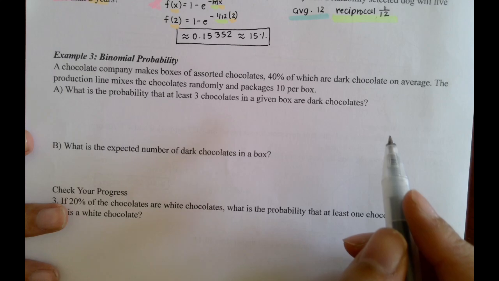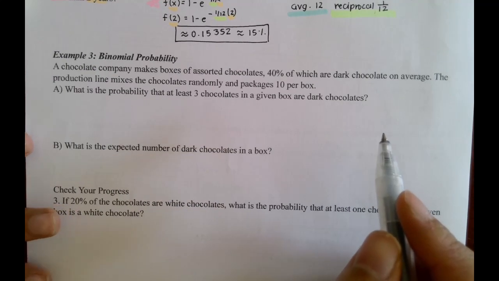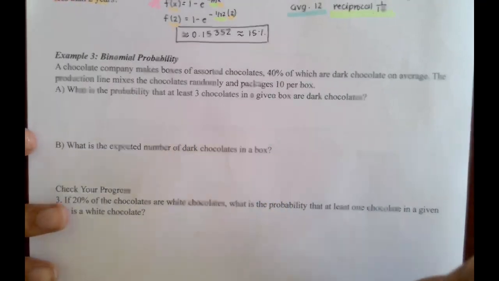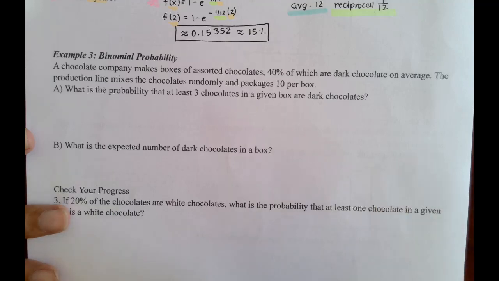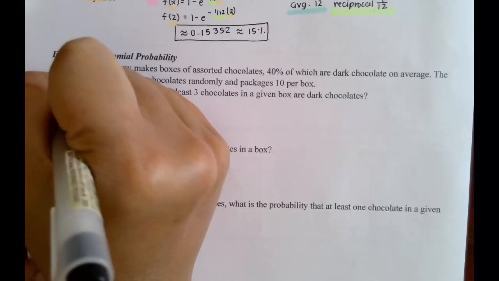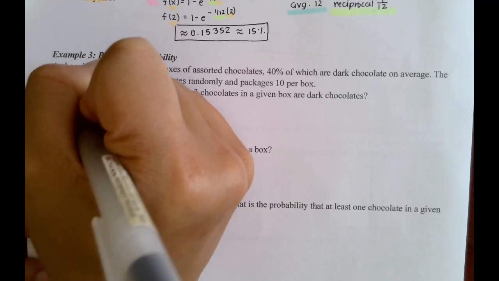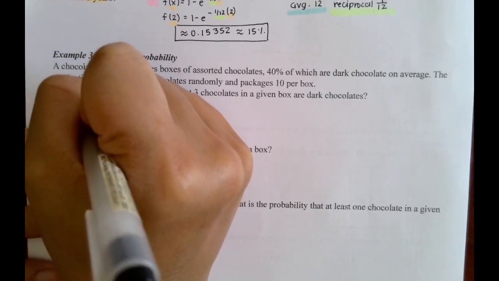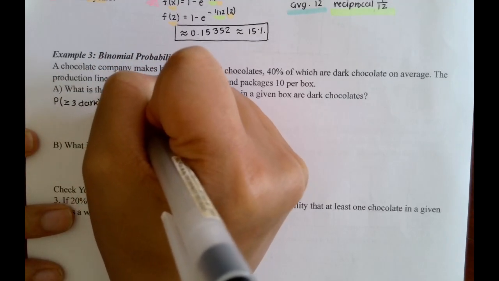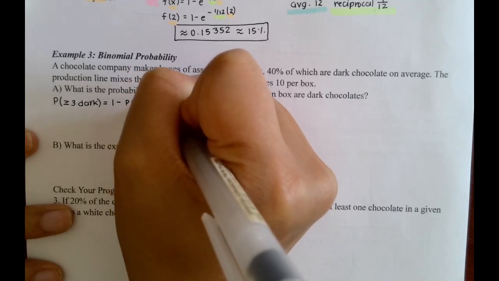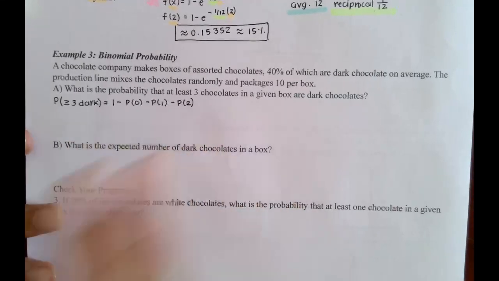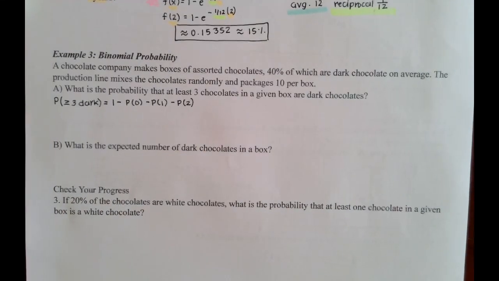Here, instead of doing the probability of 3, 4, 5, 6, 7, 8, 9, 10, we can just take out the probability of what we don't want. So the probability of at least 3 dark chocolates is going to be 100% minus the probability of having 0, minus the probability of having 1, and minus the probability of 2. The reason we're doing it this way is because doing the probability of 3, 4, 5, 6, 7, 8, 9, 10 will take longer.